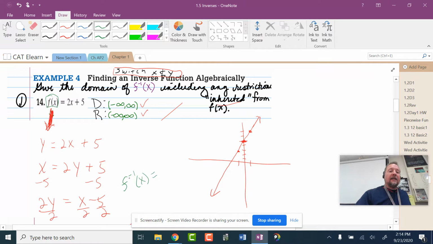If I say find f to the negative first of x, you're supposed to know that means find inverse. So make sure that you got that down as well. All right, I'm going to leave this. Nope, I'm going to change it to 1/2 x minus 5 halves. And I'm writing kind of slanted. I guess that's okay.